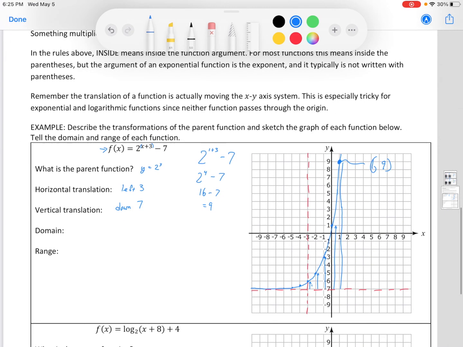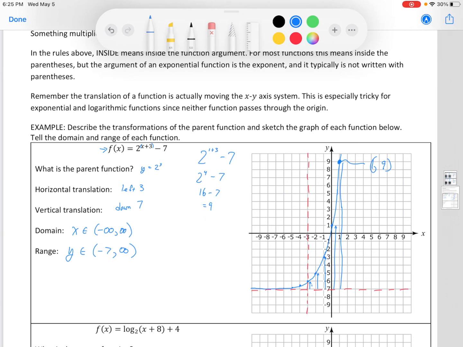Now that we've looked at the graph, let's see if we can state the domain. The domain for all exponentials is from negative infinity to positive infinity. And that will be true. You can just always rest assured that's true. But the range on an exponential, it never quite reaches that asymptote. So the smallest y value is negative 7, and it never gets to negative 7, so I use a parenthesis, but there's no limit on how high that graph will go.